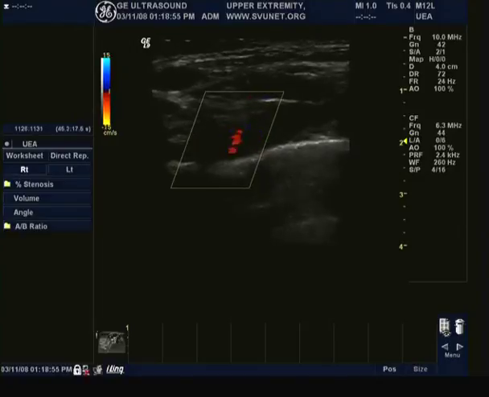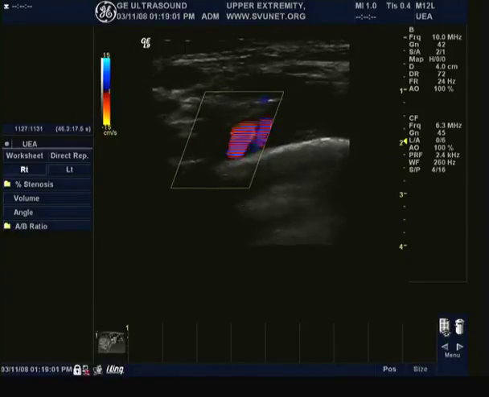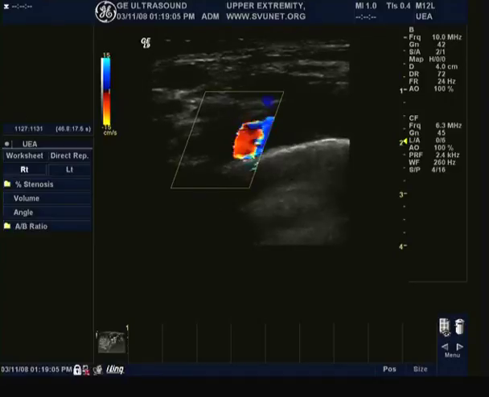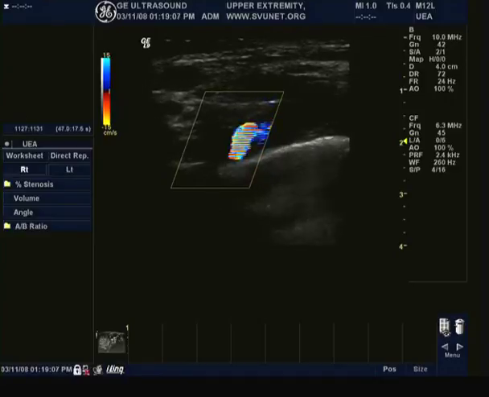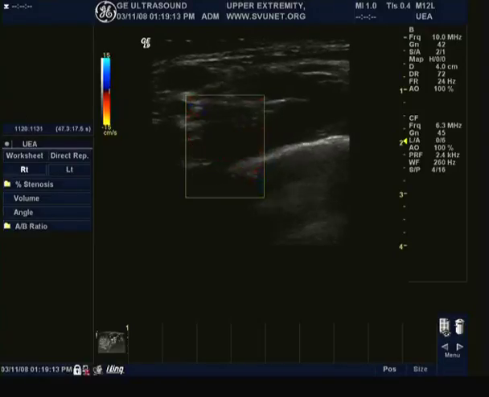So I've optimized the color scale. I've optimized our PRF, and I'm still having a little trouble filling this distal portion of the subclavian as it goes a little bit deeper. I'm going to see if steering the Doppler straight down will help. Sometimes we get a little bit more Doppler sensitivity and penetration when the Doppler is steered straight down.